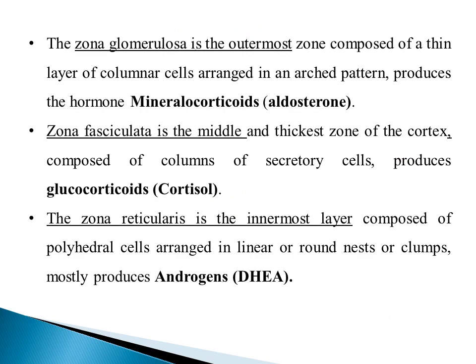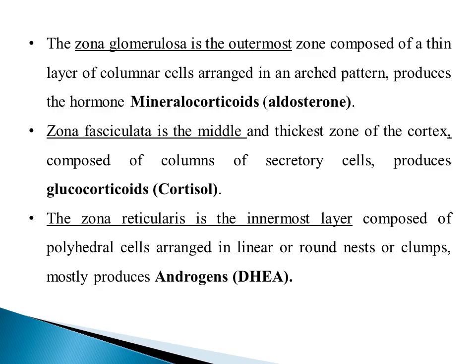The outermost region of the adrenal cortex is the zona glomerulosa, which is composed of a thin layer of columnar cells. They are arranged in an arched pattern. They produce the hormones called mineralocorticoids, otherwise called aldosterone, which regulate the salt and water balance. And next, the middle region is the zona fasciculata.